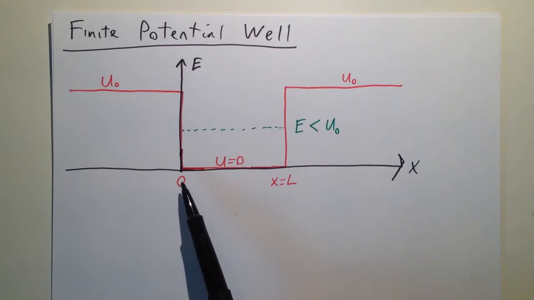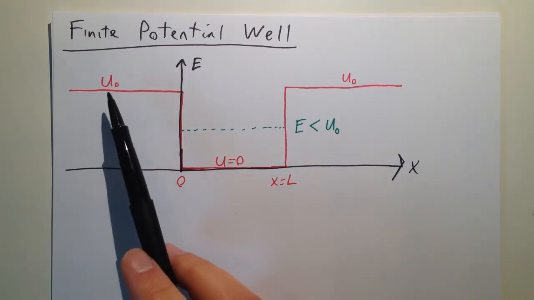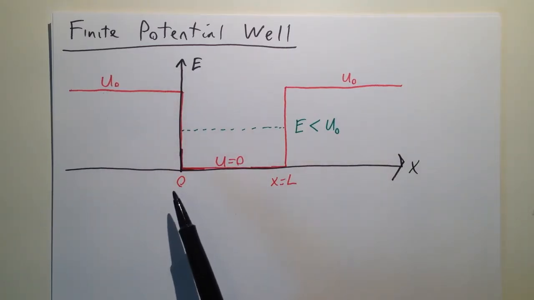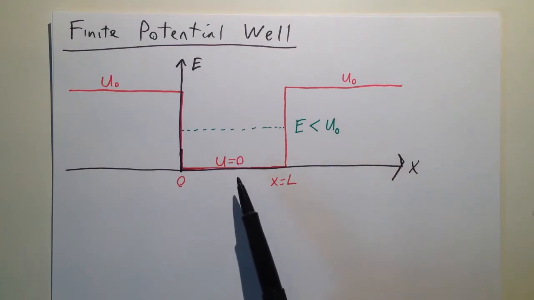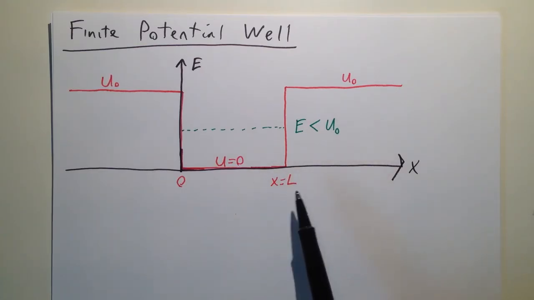So in the region x less than 0, there is some potential energy U naught. In the region from x equals 0 to x equals L, there is no potential energy. In the region x greater than L, there is again potential U naught.